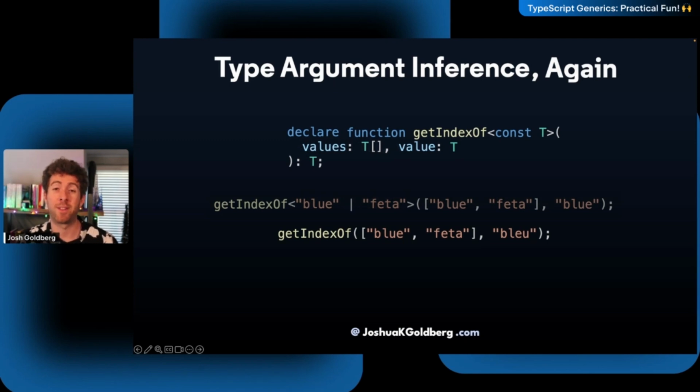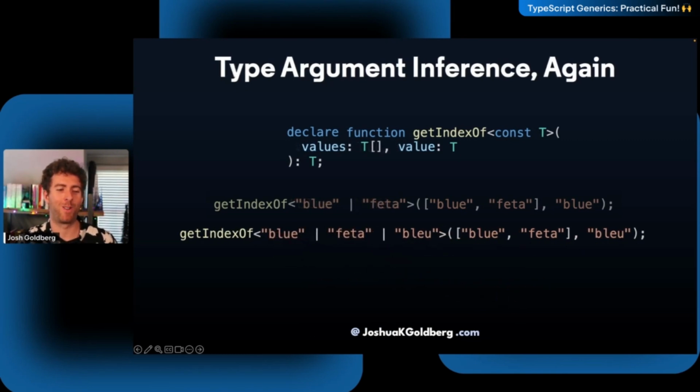Let's see what happens if we have a third version of a string for the value T. If we have a typo, notice that it's a different spelling of blue. Starts off the same, blue, feta, still a union, but then when we get to the third one, well, it's just yet another string literal, so we add it, and now we have the inferred type argument, blue or feta or typo blue.